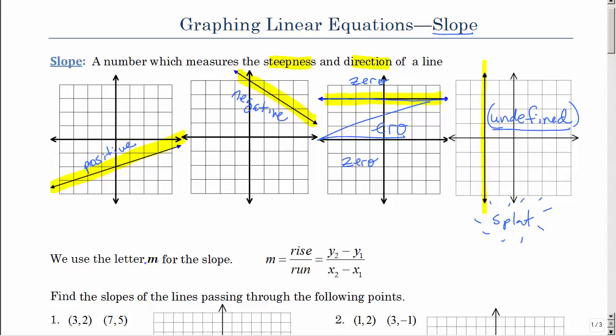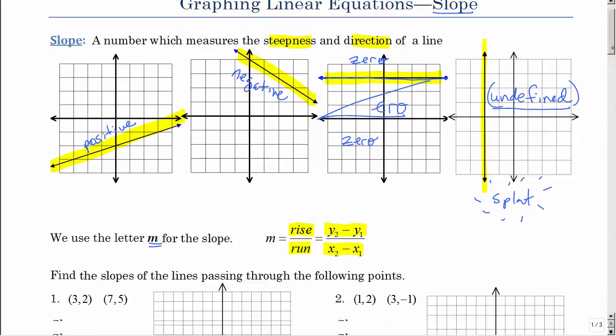The letter that we use for the slope is the letter m, and we're going to talk about that slope being the rise over the run. The rise is associated with our y values. The run is associated with our x values. Those little subscripts mean we're just going to subtract in a particular order.